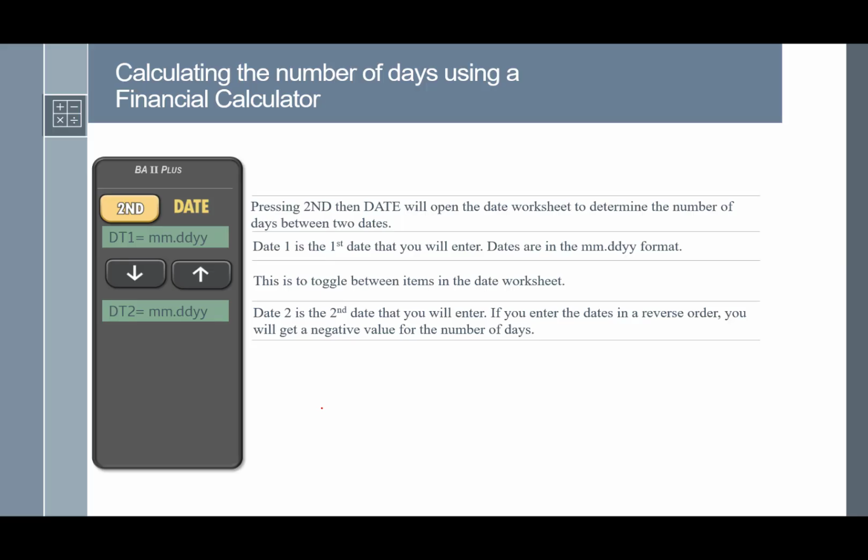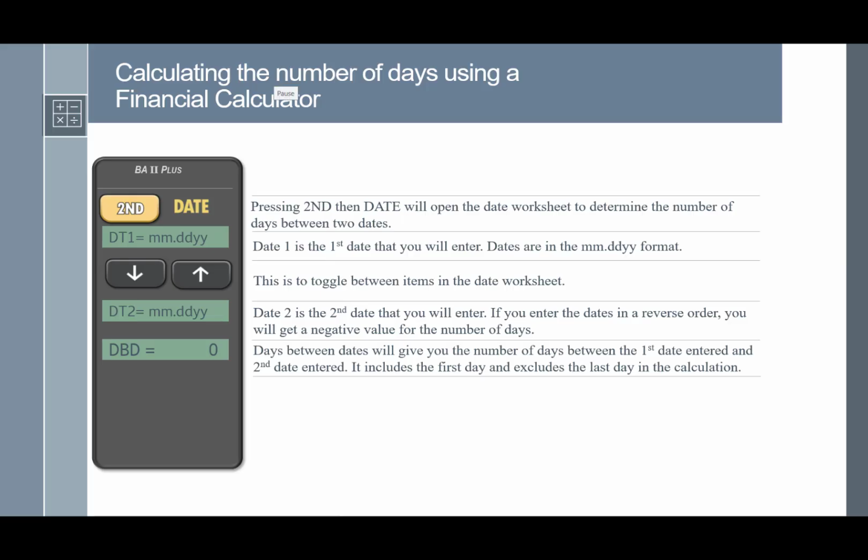Okay, if you enter them in reverse order, if you enter the later date first and the first date second, you will get a negative number for the number of days. Then, if you press compute, this will give you the days between dates. And it includes the first day of the first date, but it doesn't include the day of the last date. Okay, because that's the day when the withdrawal or the transaction ended.